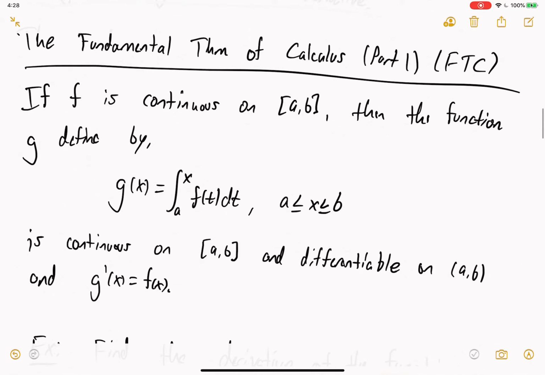So f is going to be continuous on [a, b], so it has to be continuous. Continuity is really nice and required here. We're going to define g, so g is going to be a function. g of x is going to equal the integral from a to x of f of t dt, when x is between a and b. So we're going to find the area under the curve of f of t going from a to x.